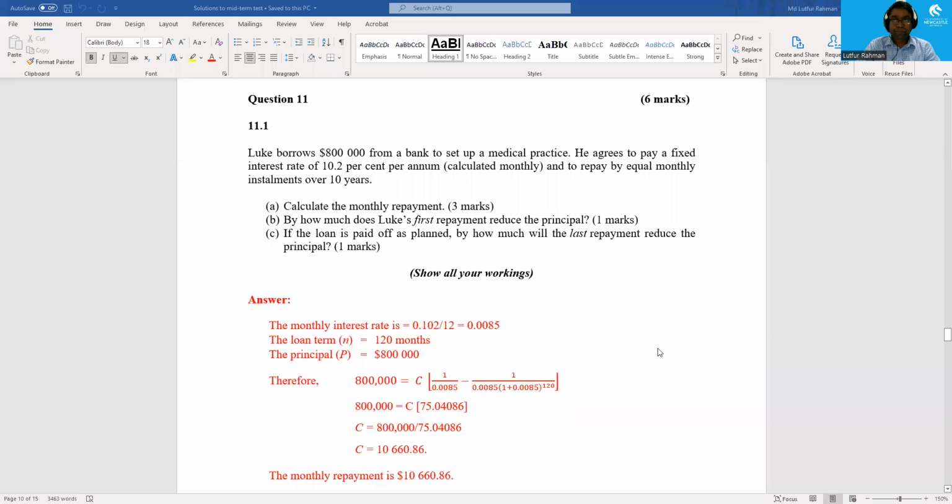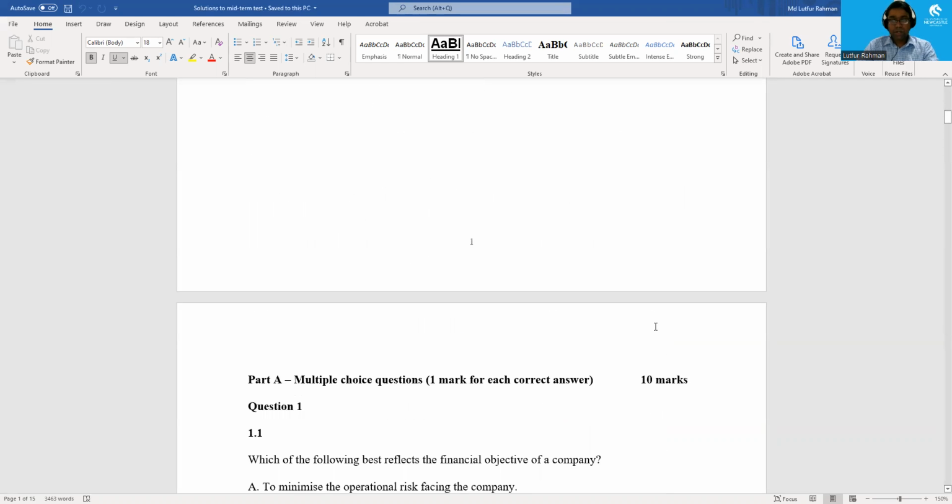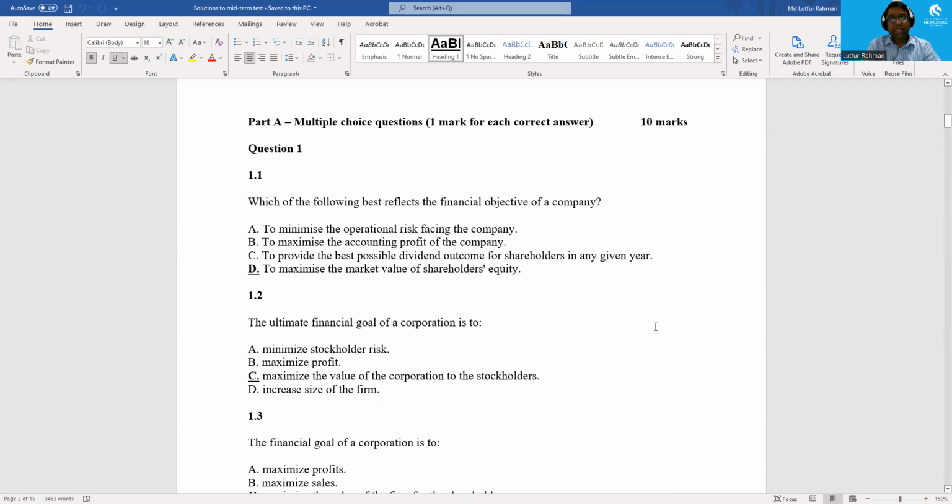So let me share my document, which is the mid-trimester test paper. In the first part, you had 10 MCQ questions, and each question had 1 mark. I'm not going to explain each of these MCQ questions. If any of you have any query about any of the MCQ answers, you can contact me.